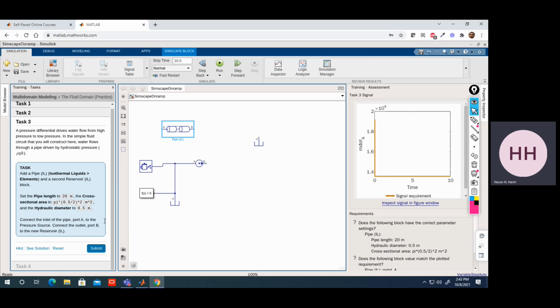Connect the inlet of the pipe, port A, to the pressure source. Okay, they are connected now. And the outlet port B to the new reservoir. Good. So it sounds logical what we are doing.